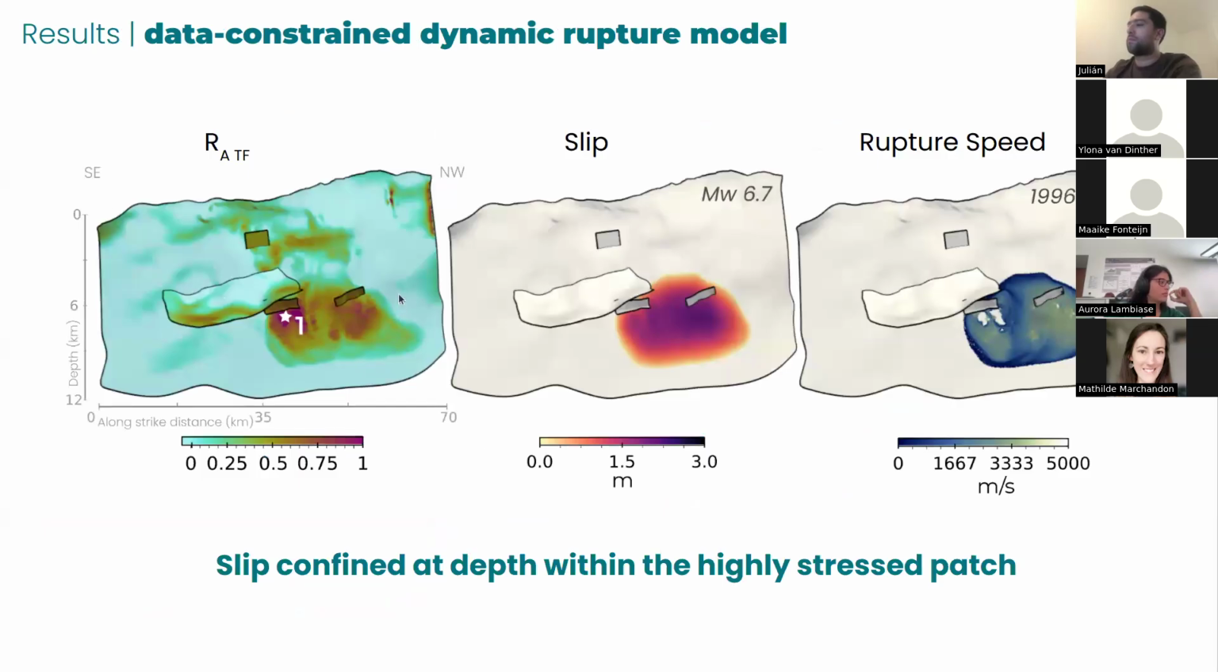Here is the result of such a simulation. Here you have again the pre-stress levels that show you how close to rupture the fault is. When I nucleate a simulation in the most stressed area, we get a magnitude 6.7 earthquake that stays in these patches of high stress. It doesn't propagate further up or deep on the fault.